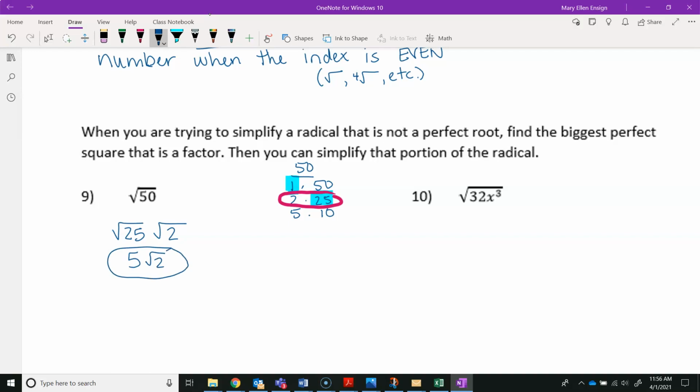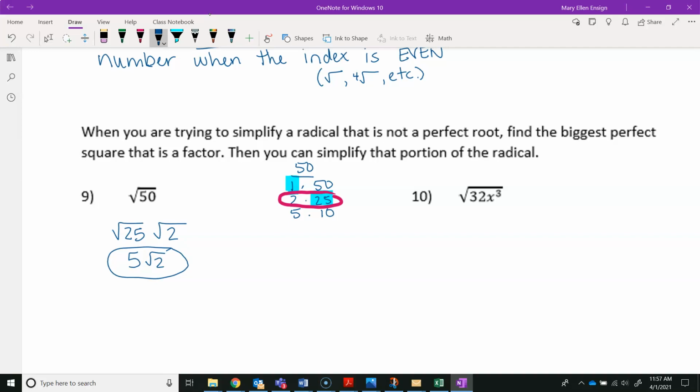When I can't pull anything else out, because radical 2 only has one pair of factors, 1 and 2, that doesn't do anything for me. Now, if you want to check it, you can plug radical 50 into your calculator. You'll get a big long decimal. It'll be irrational, right, because it's not a perfect square. Then you can do 5 times radical 2 and make sure you get the same big decimal, because we didn't change anything about this number. We just changed the way it was represented. Radical 25 is the same as 5.